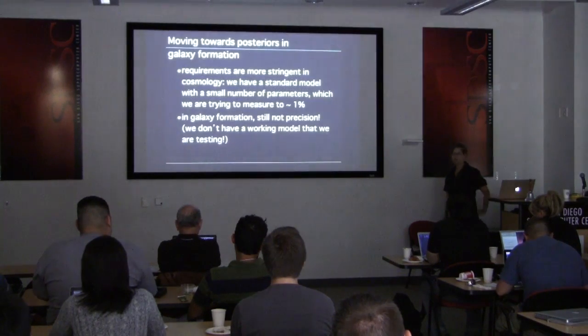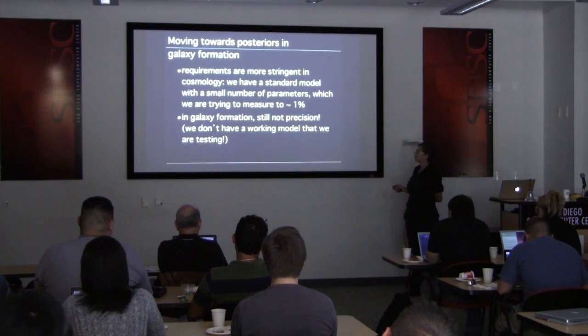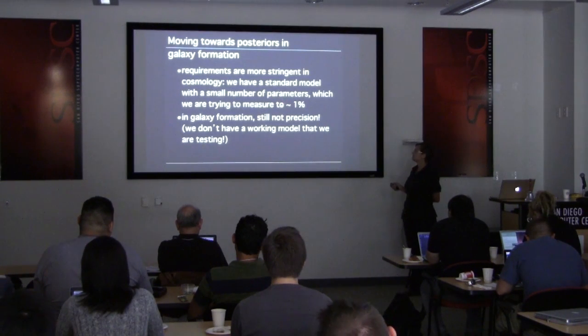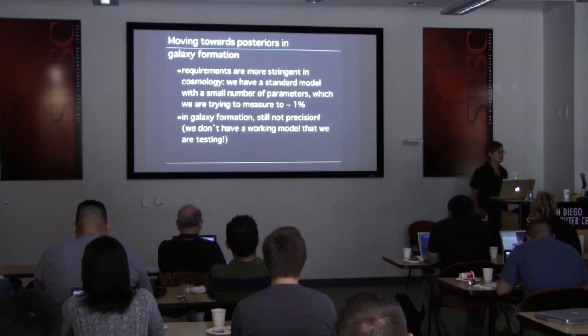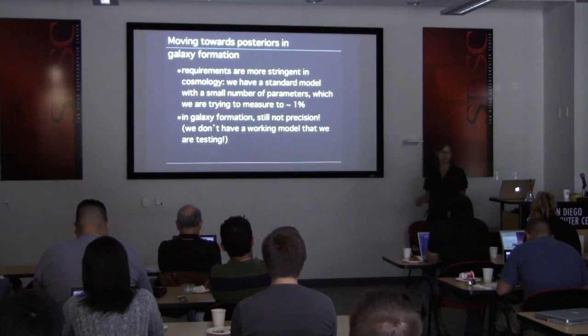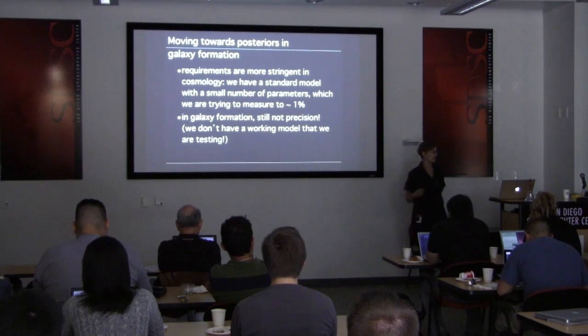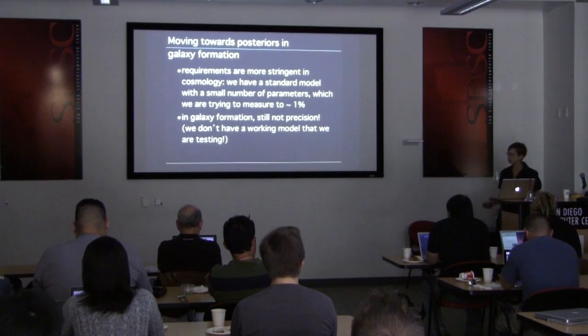So, with cosmology, we have a standard model with a small number of parameters, which we're trying to measure to sort of 1% accuracy. And there, doing these statistics right is totally critical. We're not going to get to this kind of error bar in a way that we trust unless we can think about these statistics in the proper way.